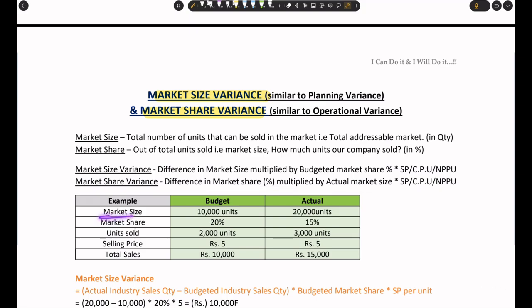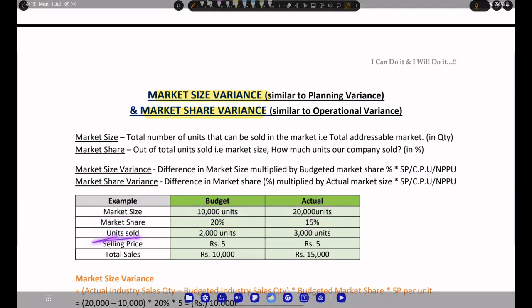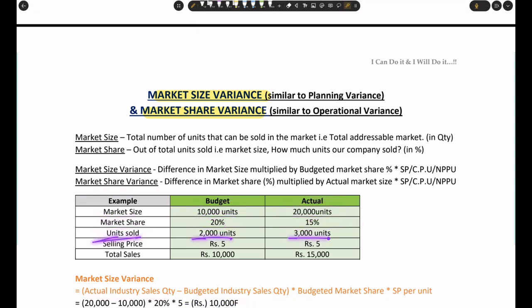Market size is given as 10,000 budgeted and 20,000 actual units. Market share is 20% budgeted, but actually the market share came to 15%. Units sold were 2,000 budgeted and actual was 3,000, and selling price budgeted is 5 and actual is also 5. Total sales are 10,000 and 15,000.